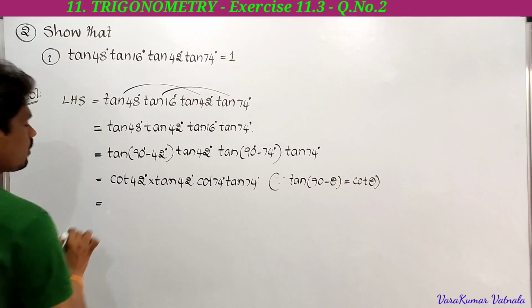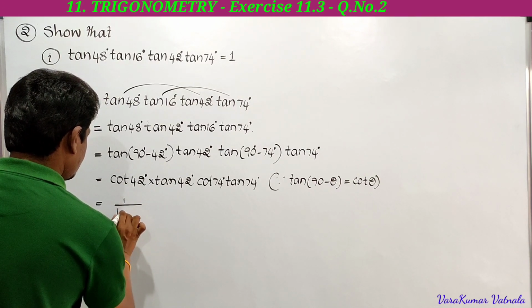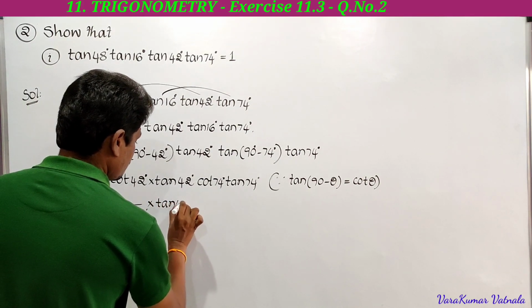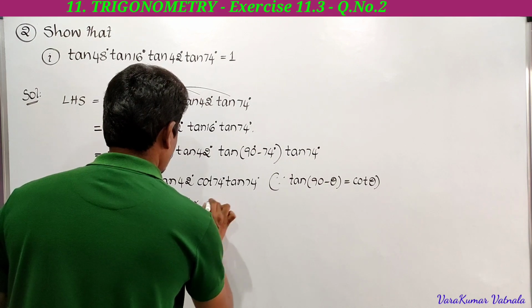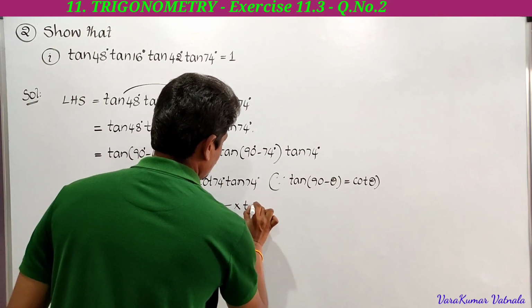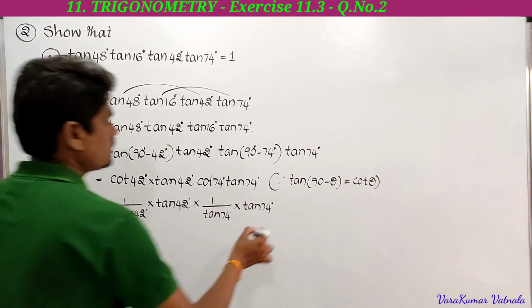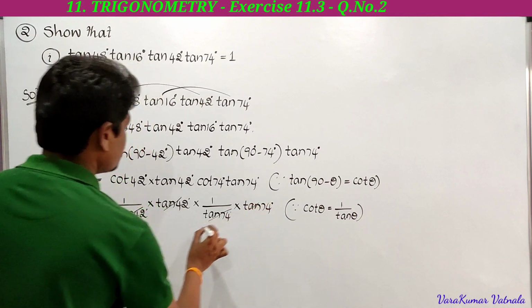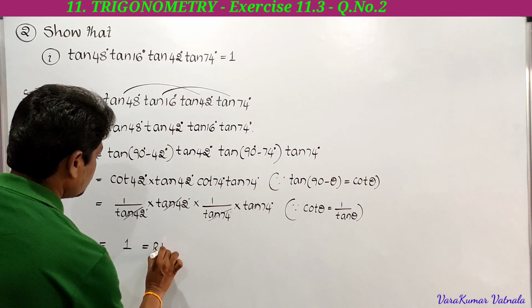So again we have cot theta equal to 1 by tan theta. So here cot 42 can be written as 1 by tan 42, into, write this tan 42 as usual. So here also cot 74 can be written as 1 by tan 74. Write this tan 74 as usual. So since we have cot theta equal to 1 by tan theta, we have written this. So tan 42, tan 42, tan 74, tan 74 gets cancelled. So we get 1, which is nothing but RHS.